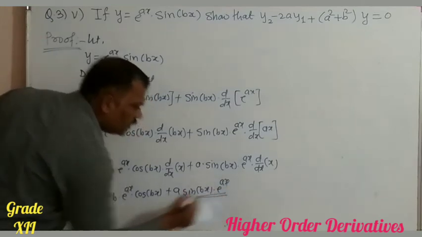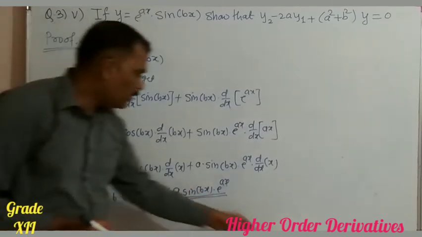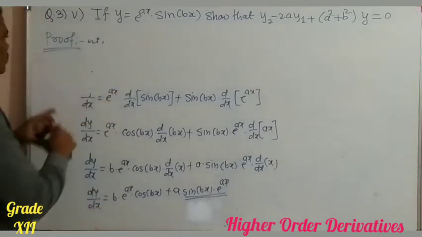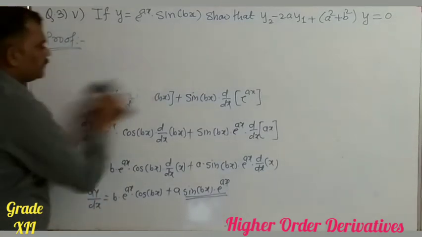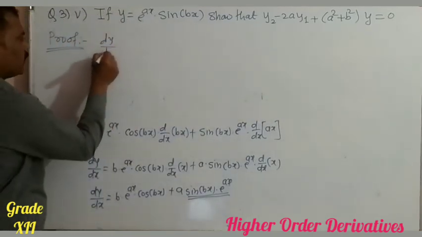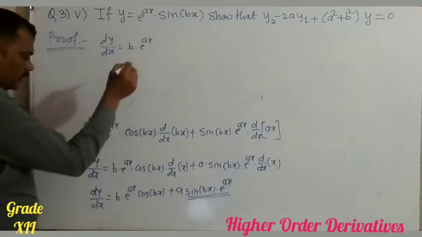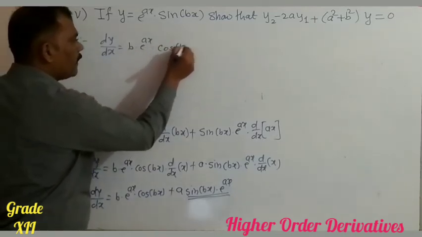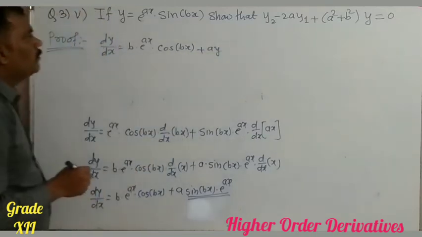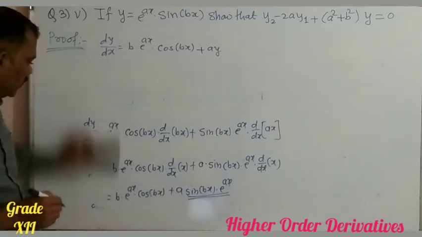Now sine of bx into e raised to x is nothing but the y, so we have to substitute here y, so that we get dy by dx is equal to b into e raised to x into cos of bx plus a into y. We have to substitute here y.